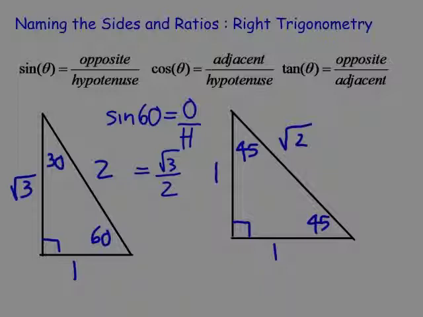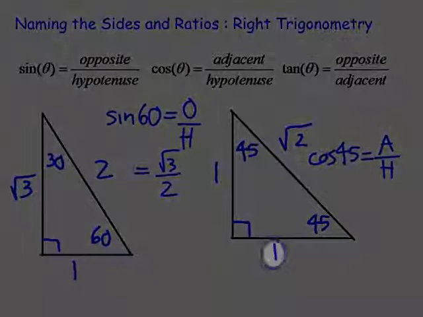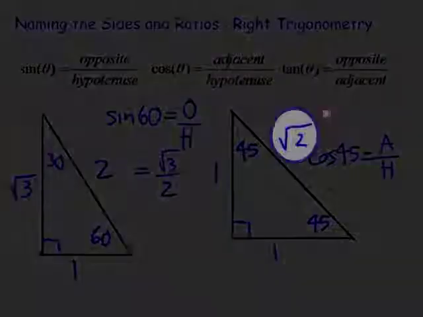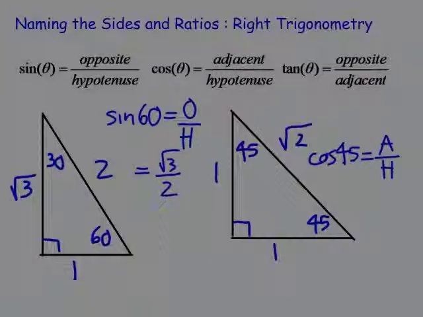How about the cosine of 45? We know the cosine of 45 is adjacent over the hypotenuse. Which one is the adjacent? This one here is the adjacent. Which one's the hypotenuse? It's this one up here, root 2. So that equals 1 on root 2.